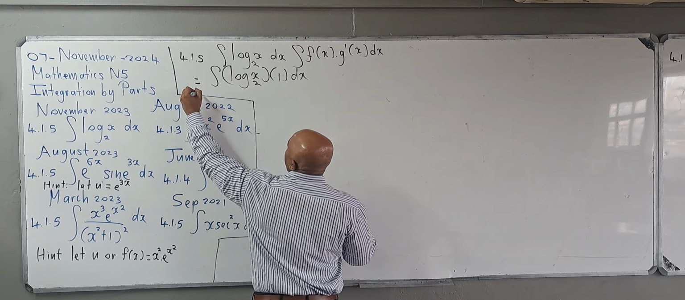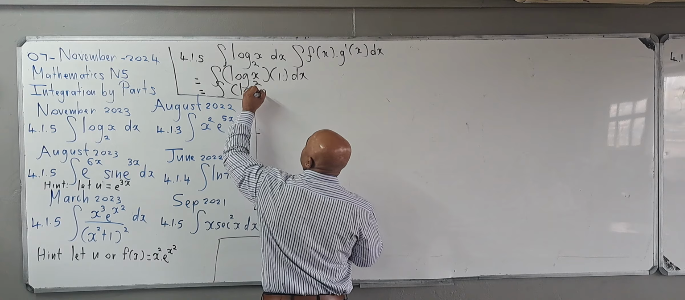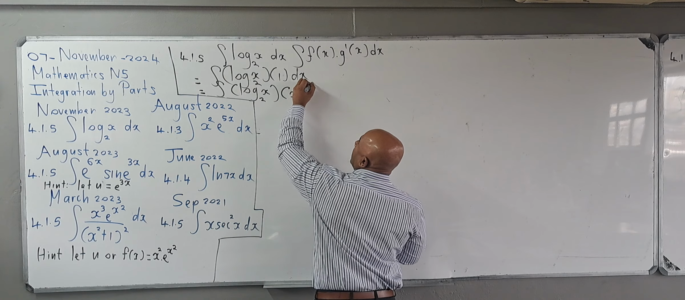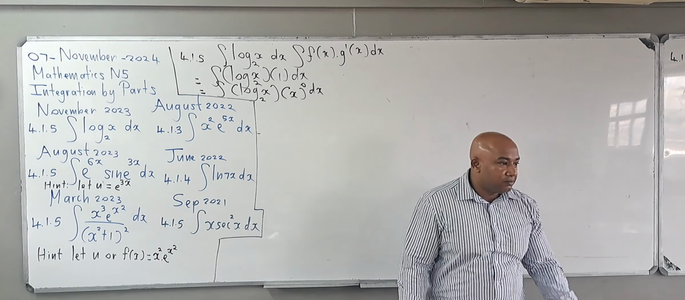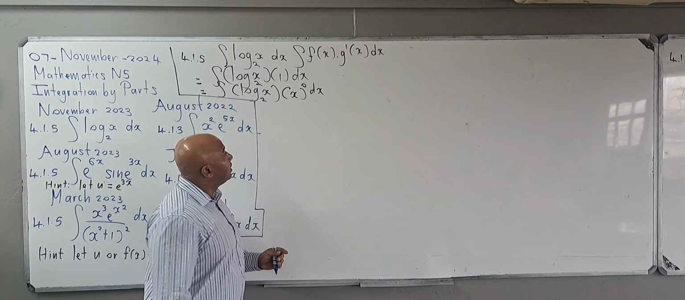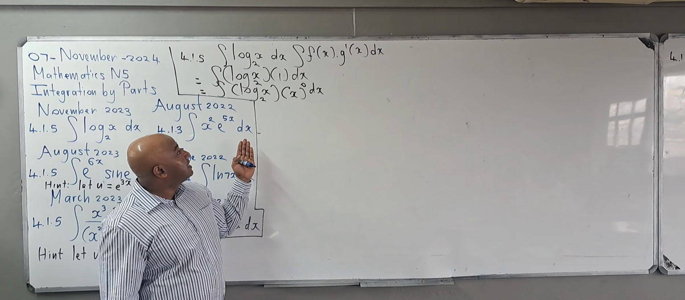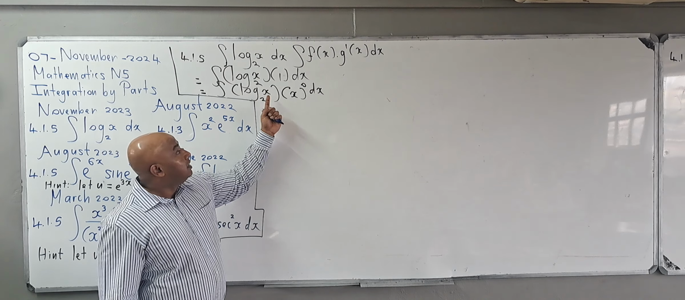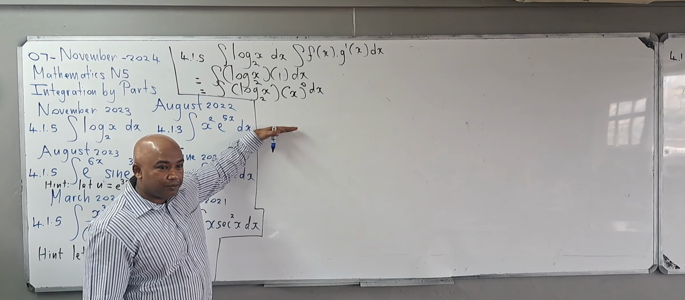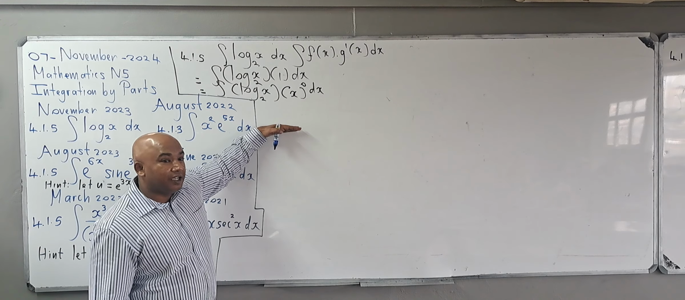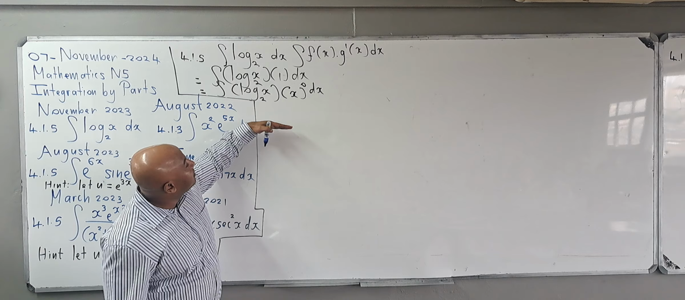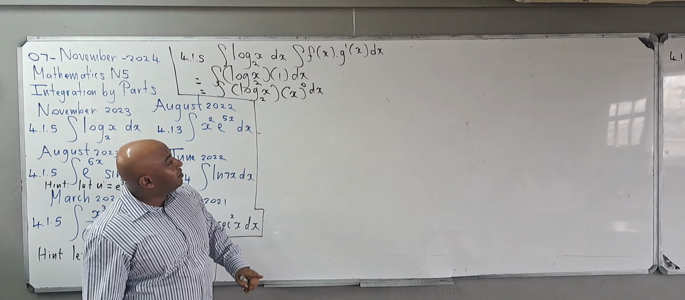So this 1 can actually be written as x to the power 0. X to the power 0 is 1. Now it is clear, from your priority list, log is number 2 and powers of x is number 3. Logs are higher up on the priority list compared to powers of x, so whichever comes first must be chosen as f of x.